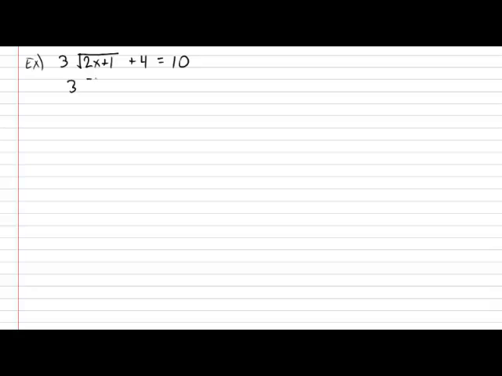So we have 3 multiplied by the square root of 2x plus 1 is equal to 10 minus 4, which is 6. Let's move the 3 over to the other side. So that will give us the square root of 2x plus 1 equals 6 divided by 3, which is 2. And now that the square root expression is isolated, let's square both sides. That will give us 2x plus 1 is equal to 4. And then just finish isolating your x. So 2x is equal to 3. Therefore, x is equal to 3 over 2.